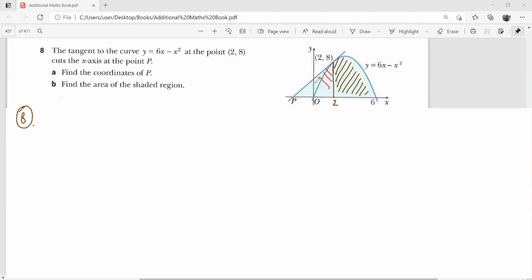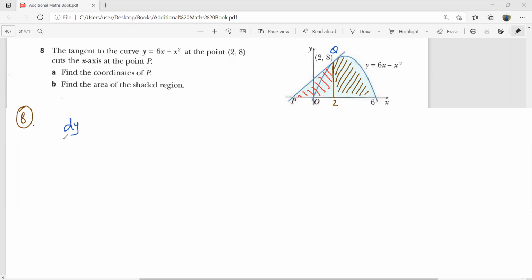And let me color this one red. This red one is the area of this triangle. For the area of the triangle, we need to have the coordinates of the P. And for that purpose, you will have to do a lot of work over here. This is basically a tangent. Let me name this point Q here. So this is a tangent at the point Q.